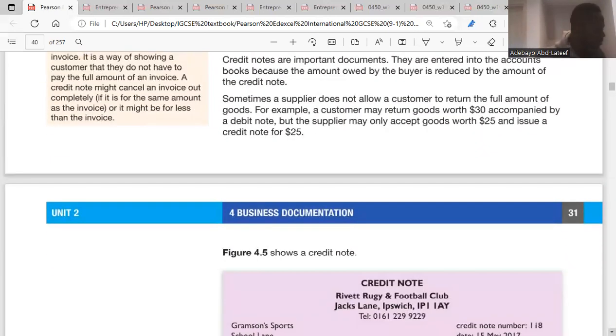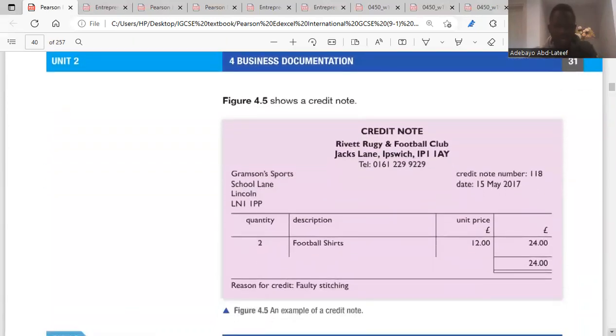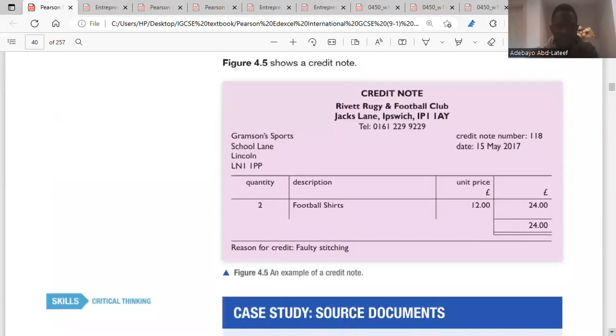So how does a credit note look like? We have a credit note there. Can you say figure 4.5? Yes. Okay. So we have the credit note. Rivet Rugby or Football Club, that's the supplier. Company Gamson Sport, that's the customer. Then the quantity, that's the number of products returned. Description, the kind of product returned. Unit price, the price of the product returned. Then the total amount, the total value of the product returned. I think it's clear. The reason for this credit note or reason for deduction: faulty stitching.